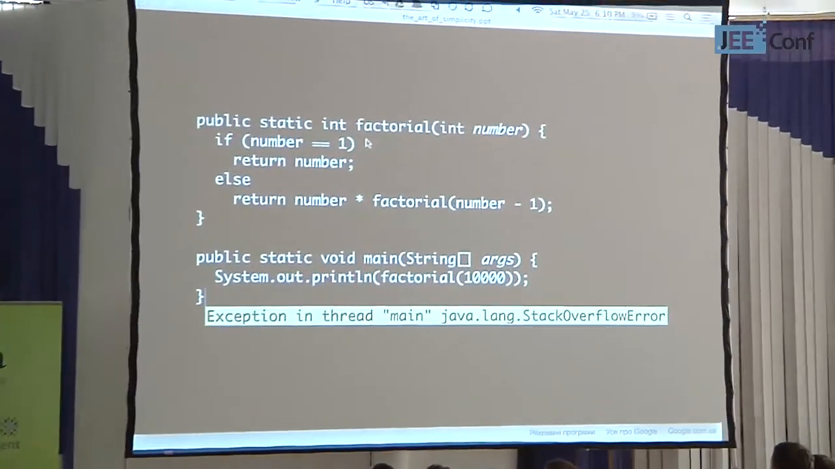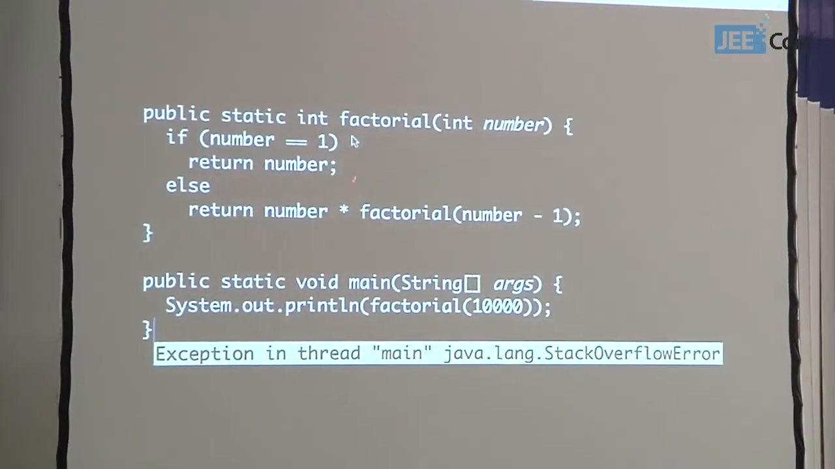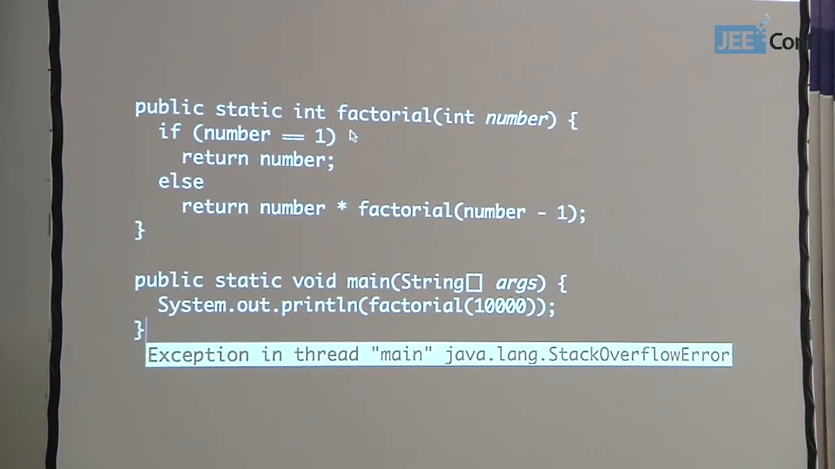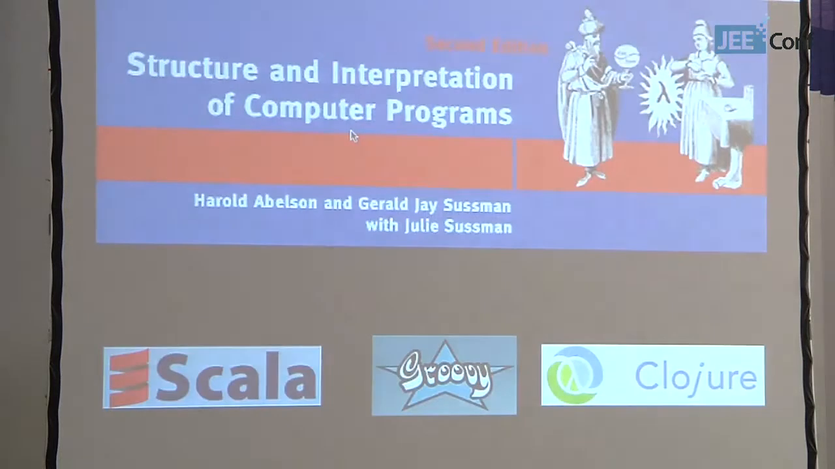So here is a factorial. If number is 1, return number, otherwise return number times factorial number minus 1. Well, that's cool. But what happens if you try a large number? You get a Stack Overflow exception, right? Whoops. The recursion fails. Hey, tail call optimization is cool.